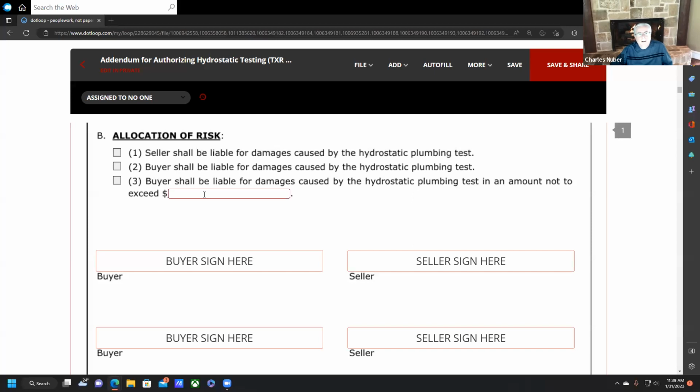Okay. Now it talks about damages. Well, how could something be damaged? If you have a leak in the system underneath the toilet, or the shower pan is leaking and they fill it up, and all of a sudden the shower pan leaks out into a closet that has carpet, then you've got some damages that need to be taken care of. So who's going to be responsible for those damages? The buyer shall be liable for damages up to an amount of, or the seller will be liable for the damage caused by the hydrostatic plumbing test.